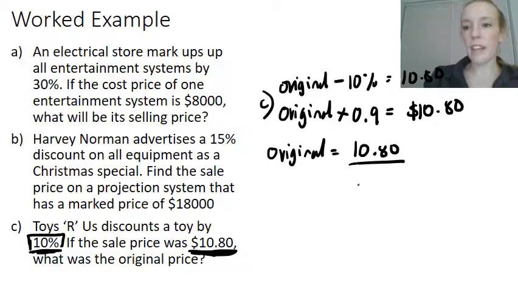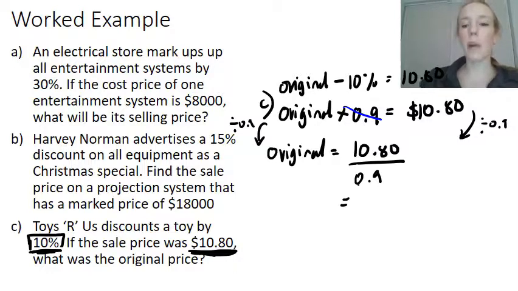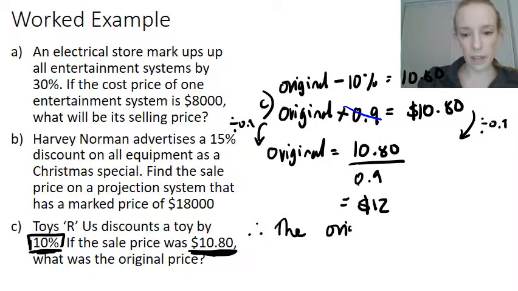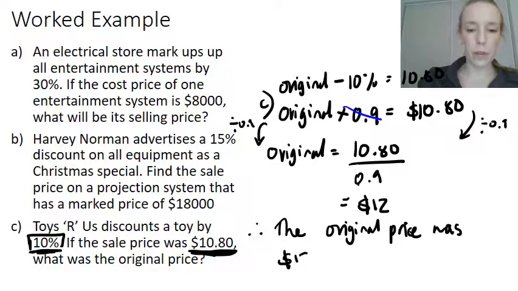Because if we divide by 0.9 on both sides, we can get rid of it. That will cancel out here, and we've got divide by 0.9 here. So if we type into our calculator $10.80 divided by 0.9, we'll get $12. So therefore, the original price was $12. Cool. Okay, so hopefully that makes sense.